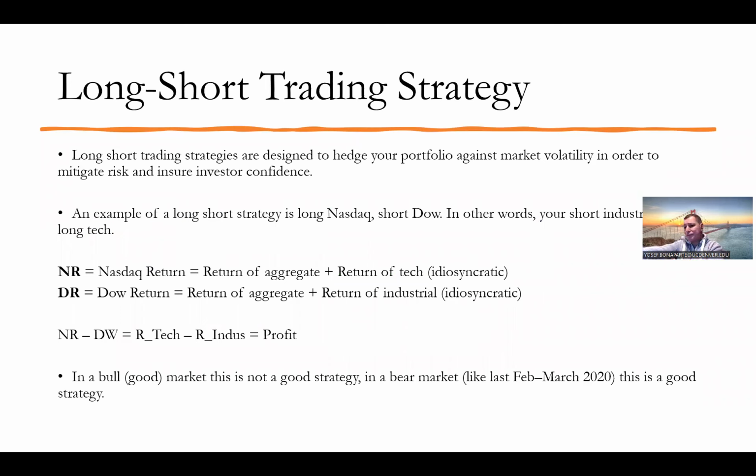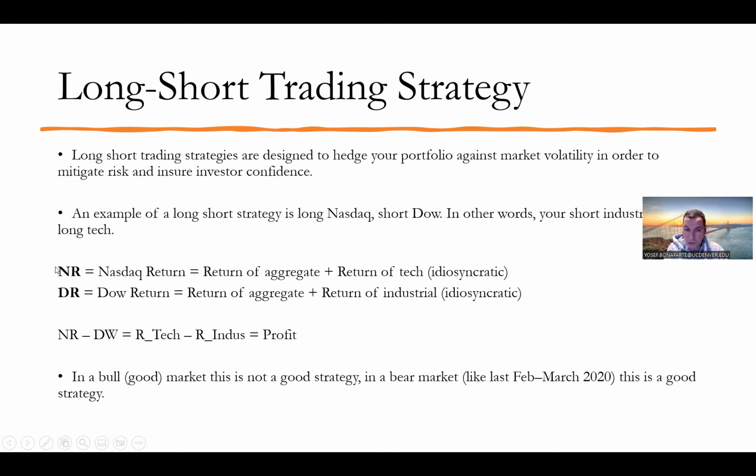Long-short trading strategy. For example, if the market becomes very volatile, you ask yourself, will the Nasdaq be more volatile than the Dow? If so, you can go long Nasdaq, short Dow. The idea here is that the Nasdaq has the aggregate return plus the return of tech, because the Nasdaq overweights tech companies. The Dow has the aggregate return plus the return of industrial.